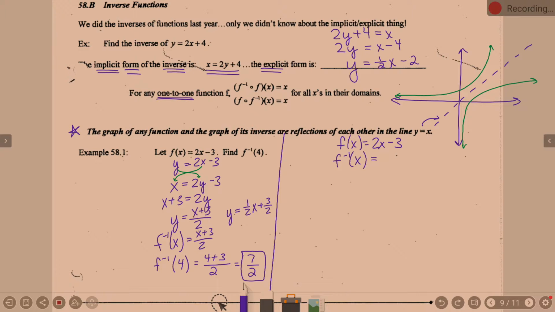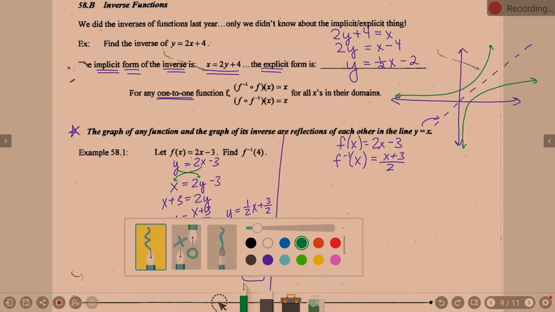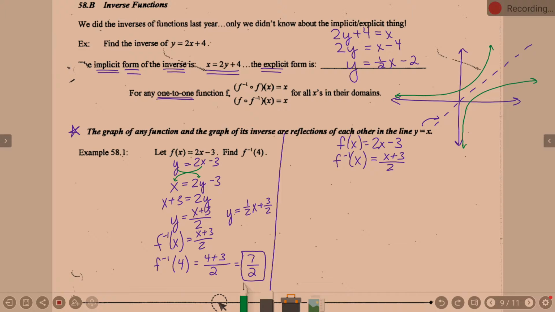And what did f inverse of x end up being? (x plus 3) over 2 is one of the forms. Again, you could use either form here. So, take them and compose them. So if I'm trying to do f composed with f inverse of x.